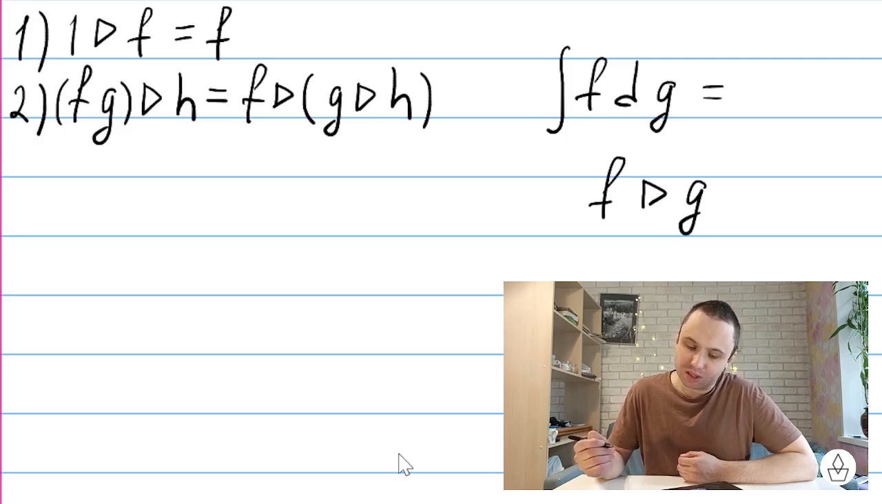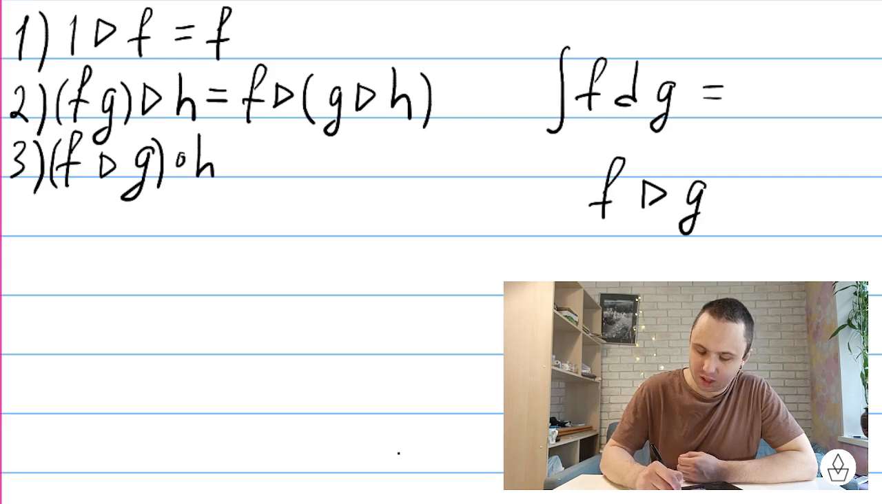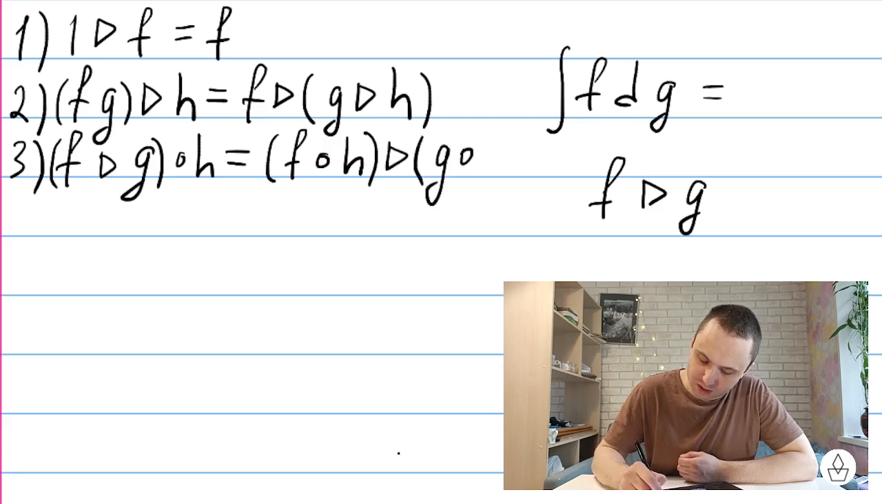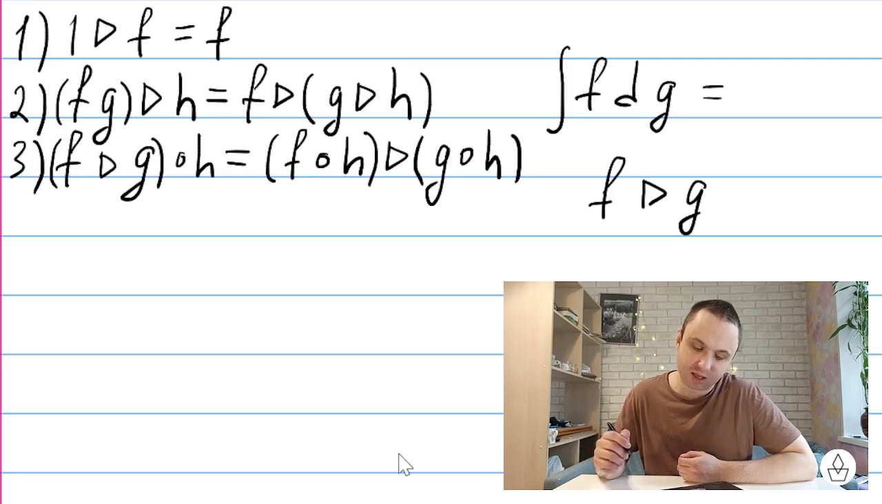Next, the most important axiom, the integral axiom. It turns out that composition is distributive over the integral. That is, f integral g composition h is equal to f composition h integral g composition h. This is nothing but the expanding brackets rule from elementary school.